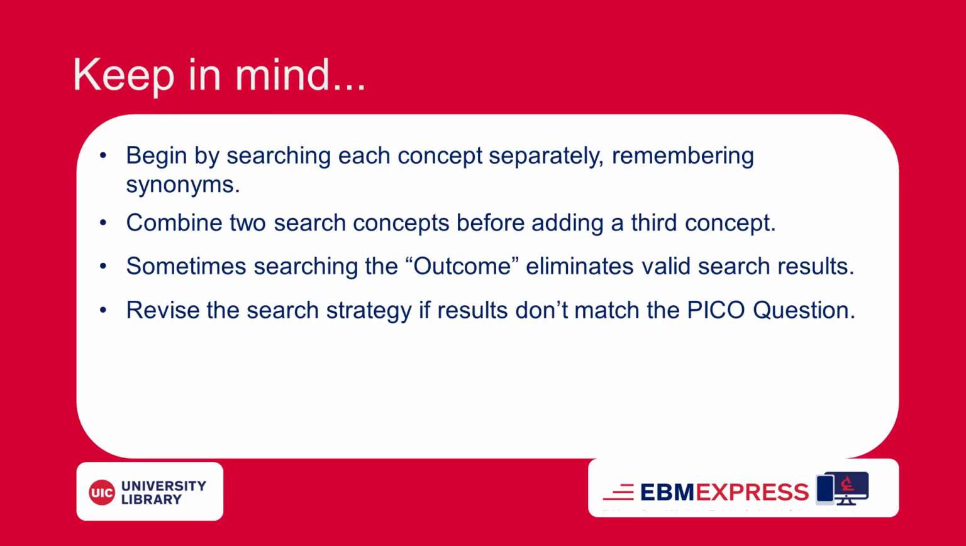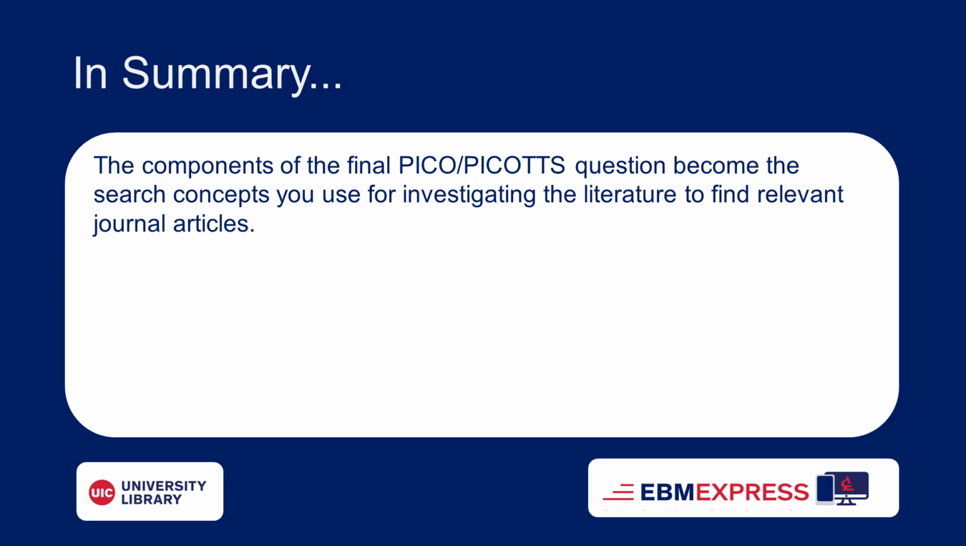As you are building your search strategy, remember to search each PICO concept separately and then combine 2 concepts together, reviewing the results before adding a third concept. Sometimes including the outcomes component can eliminate valid search results. Finally, if the search results aren't matching the PICO question, consider revising your search. In summary, the components of your final PICO or PICOTTS question can become the search components you use for investigating the literature to find relevant journal articles.